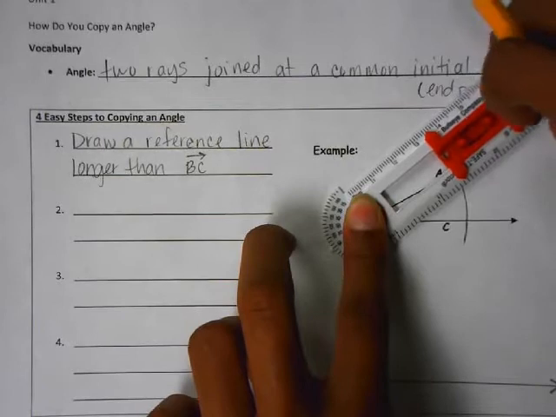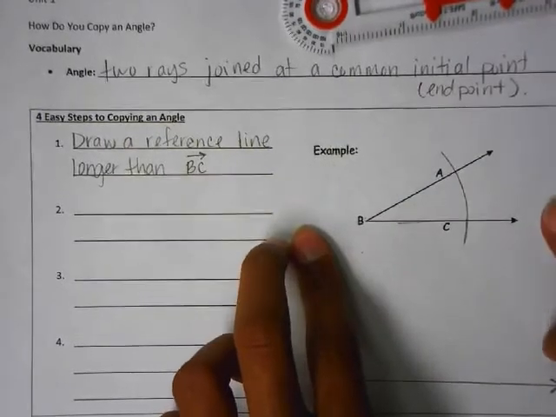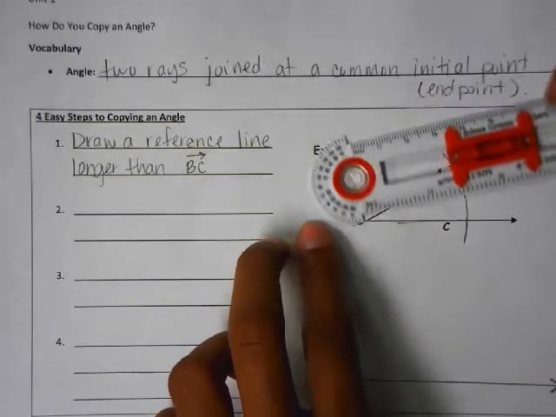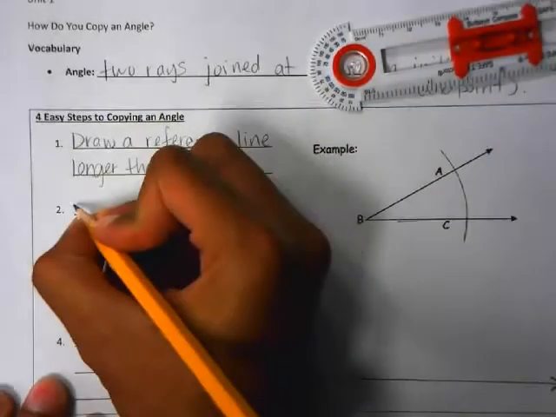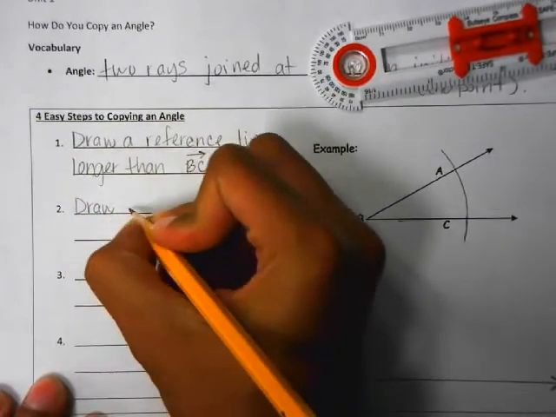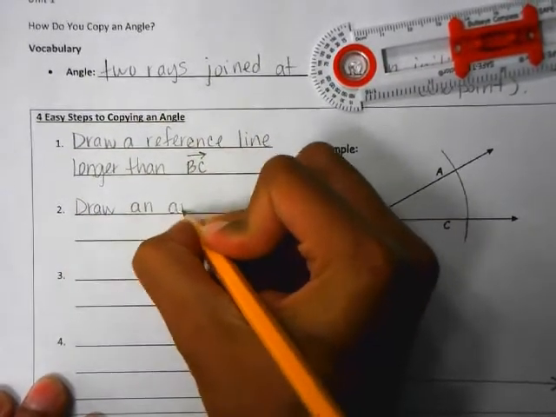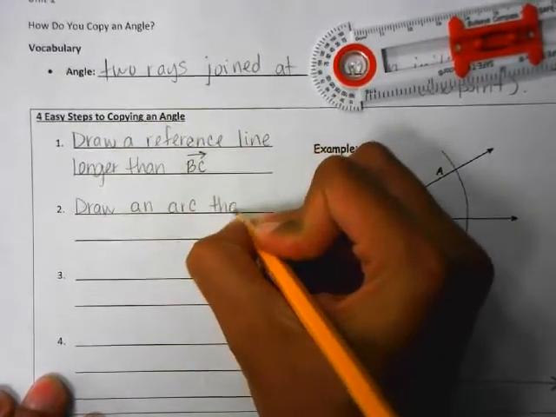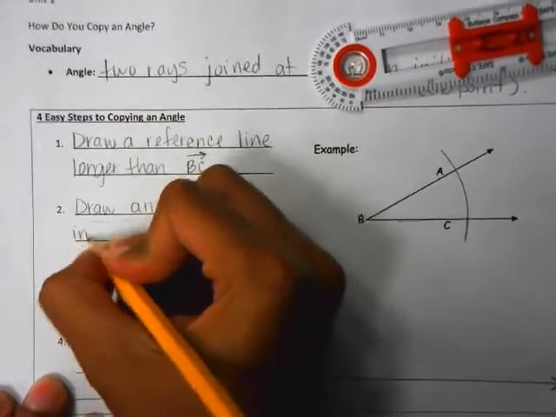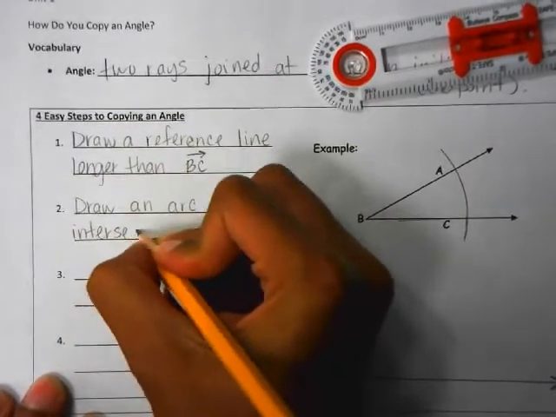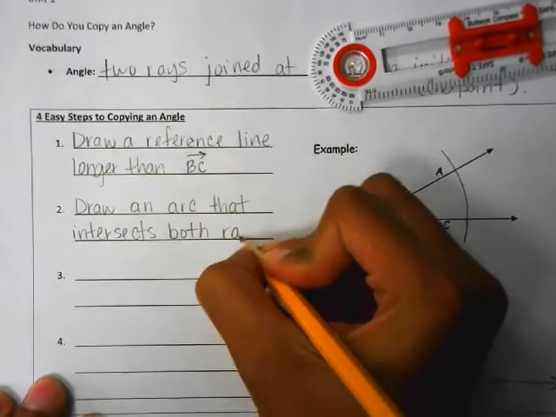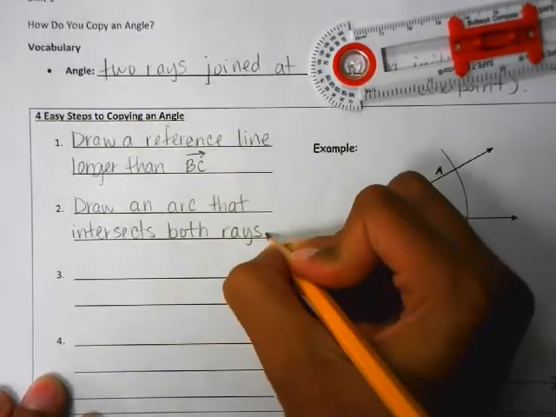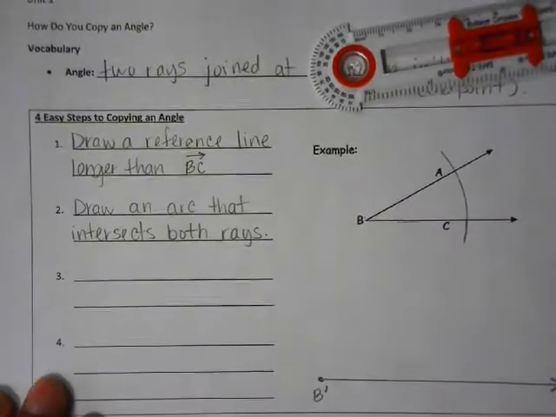Okay? So, step 2 was to draw an arc that intersects both rays.